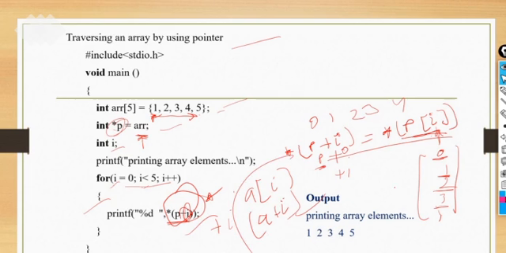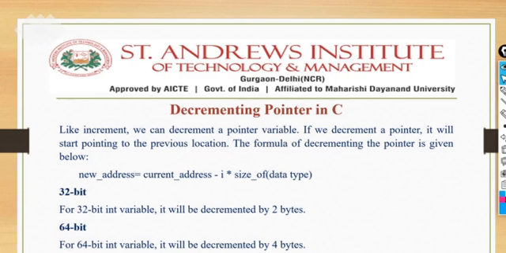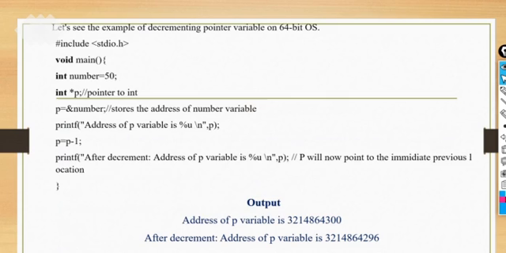Next we have the decrement operator, the same thing that we have already discussed. It will take 2 byte for 32-bit, and 4 byte for 64-bit. So now we are taking an example for a 64-bit memory architecture. How much memory space will it take? 4 byte. The same example, just here we are doing -1. This -1 will decrement the address by 4, because we are taking a 64-bit OS, right?